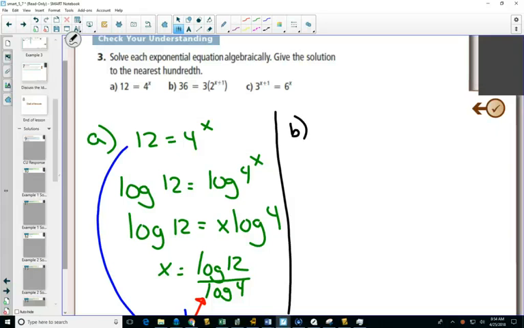Part B. In part B, we've got an exponential equation. We've got a whole bunch of extra stuff. Chances are we can't get the bases the same. We're going to take the log of both sides.